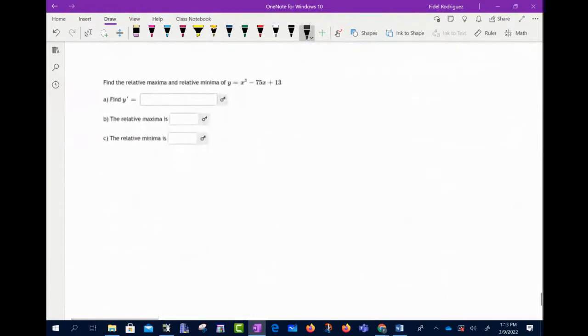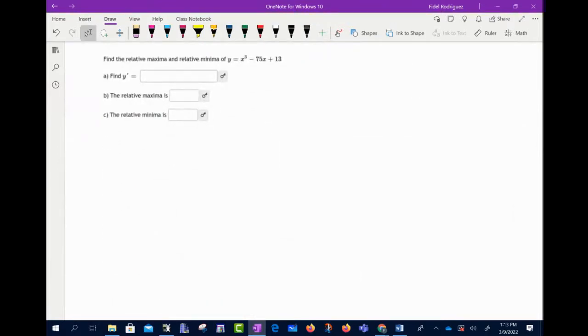Okay, so let me keep moving over here, and let's take a look. It says find the relative maximum and minimum of y equals x to the third minus 75x plus 13. Okay, so yes, if we're looking for relative maximums and minimums, guys, notice they did not give me an interval here, but we're still going to find the derivatives, okay?